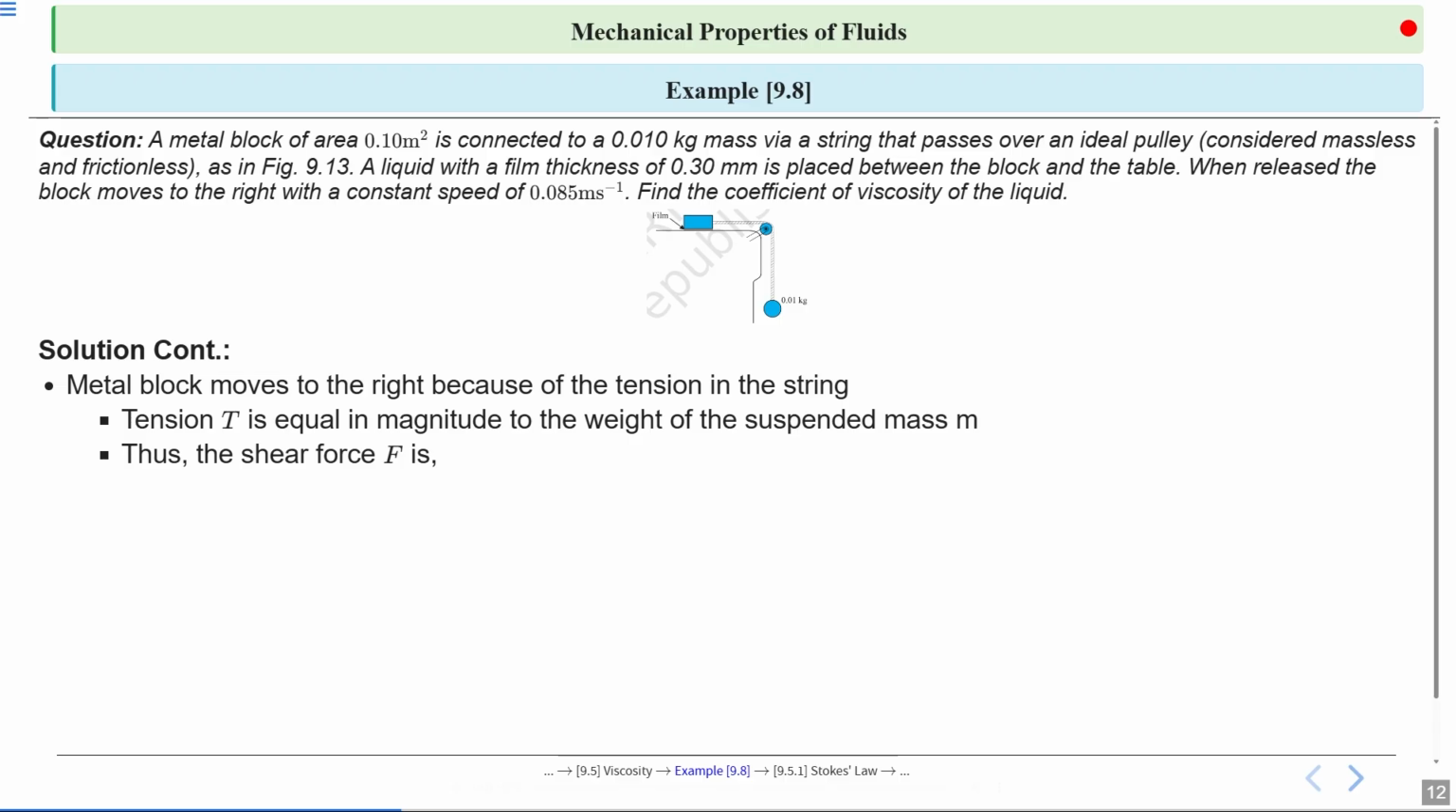Thus, the shear force F equal to T is equal to mg. Here F is the force in newtons, M is the mass in kilograms, and g is the acceleration due to gravity, which is about 9.8 meter per second squared. This formula gives us the exact value of force applied. F equal to 0.010 kg into 9.8 meter per second square. So when we calculate this, we get F equal to 9.8 into 10 raised to the power minus 2 Newton.